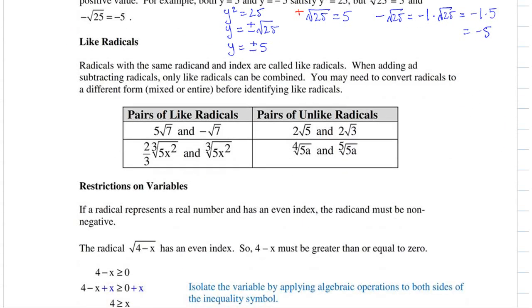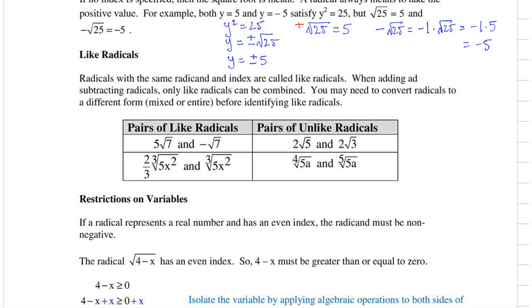Okay, like radicals, what do we mean by that? We mean that they will have the same radicand and the same index. It's important that we know that they're like, because we can only combine like radicals, not unlike radicals. So very much the same as when you're combining algebraic expressions, you can only combine like terms.